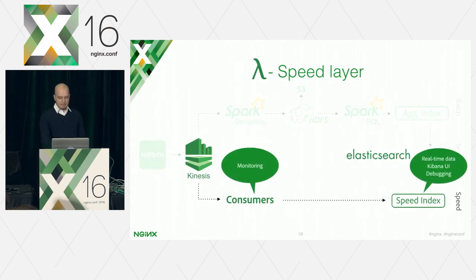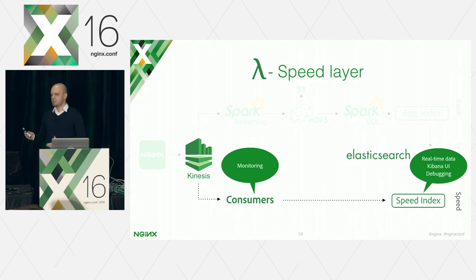So the first layer in our configuration would be the speed layer. What it does is read data directly from Kinesis, and everything that has been generated by nginx is being stored in Elasticsearch. Elasticsearch is our decision to store data, our persistence layer.